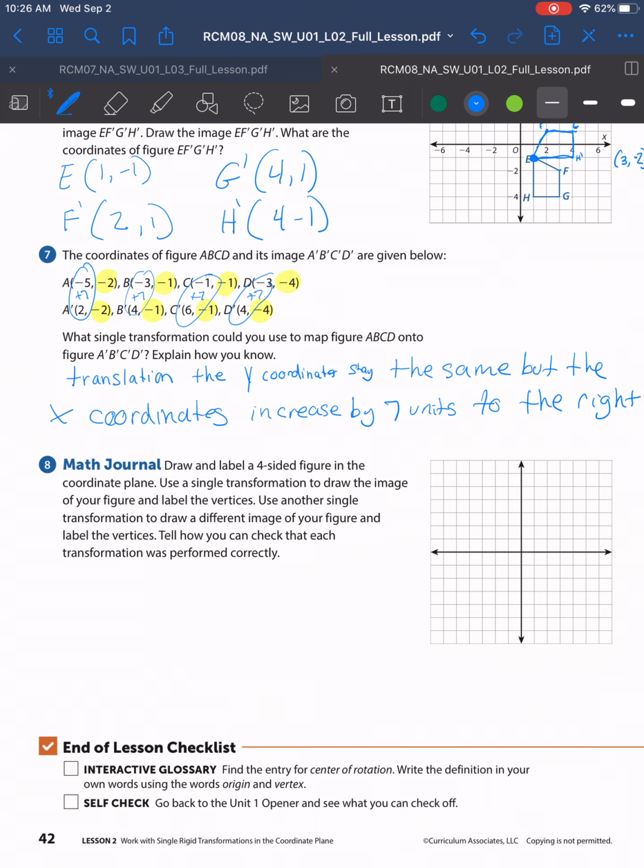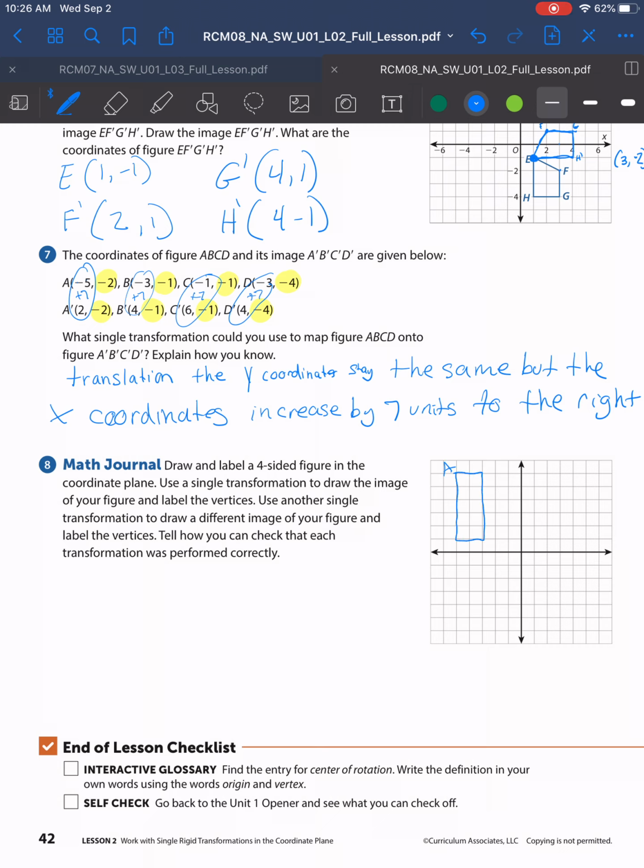Draw and label a four-sided figure in the coordinate plane. Use a single transformation to draw the image of your figure and label the vertices. Then use another single transformation to draw a different image of your figure. Okay, so very simple. I'm going to do something easy. I want to do a shape that's not too complicated. I'm going to do a rectangle.